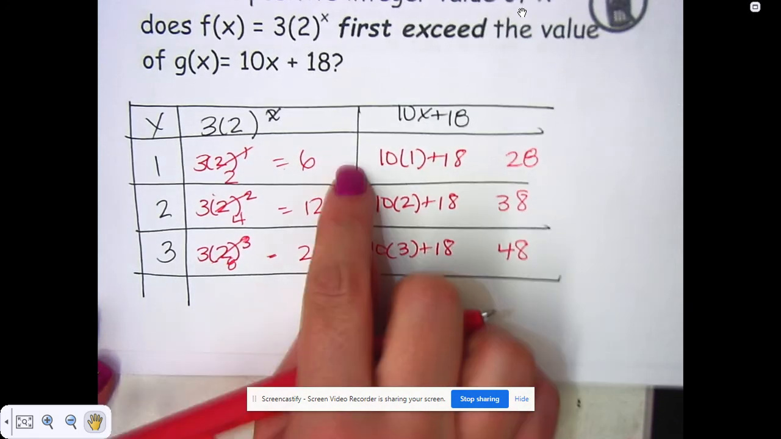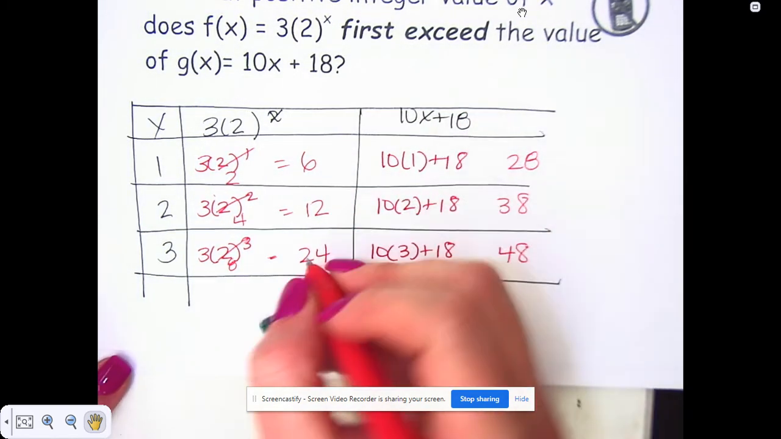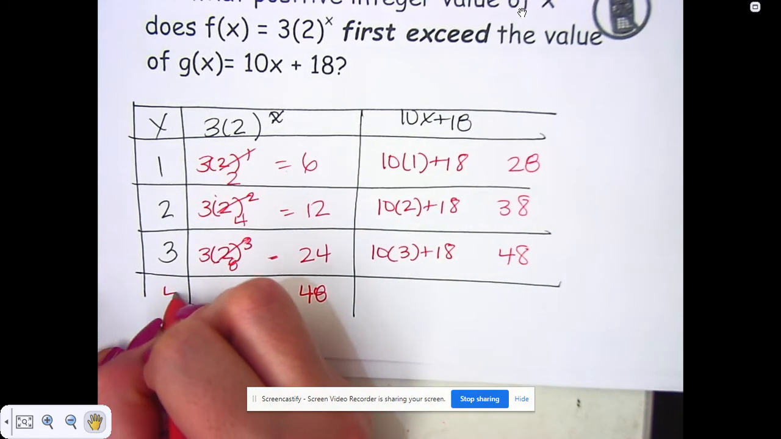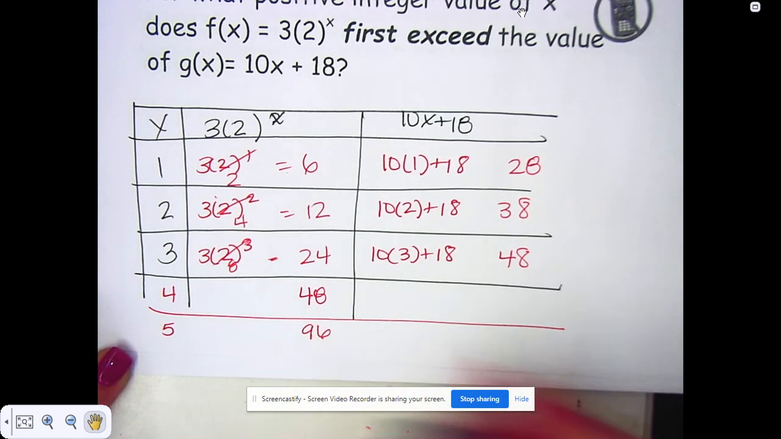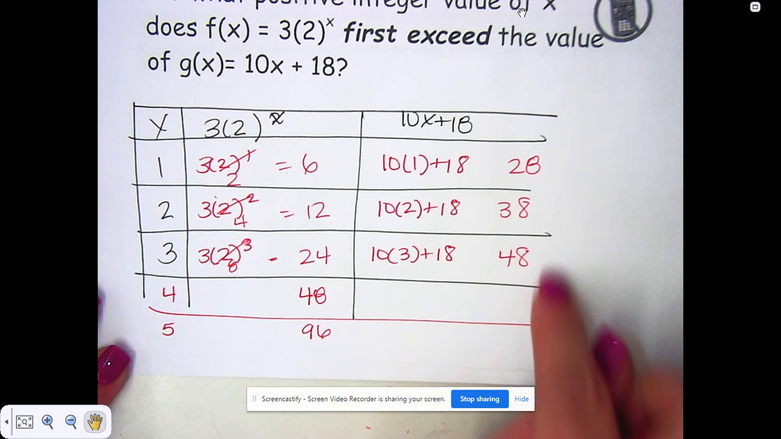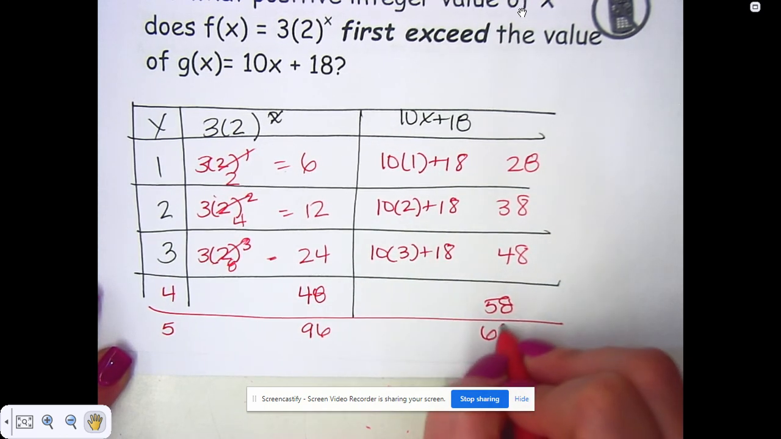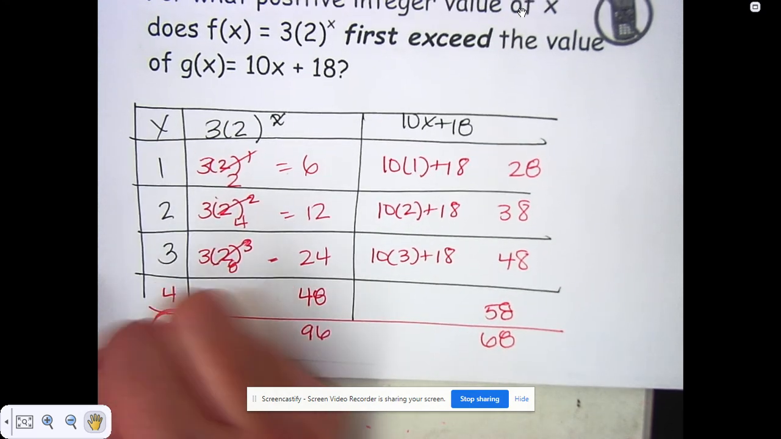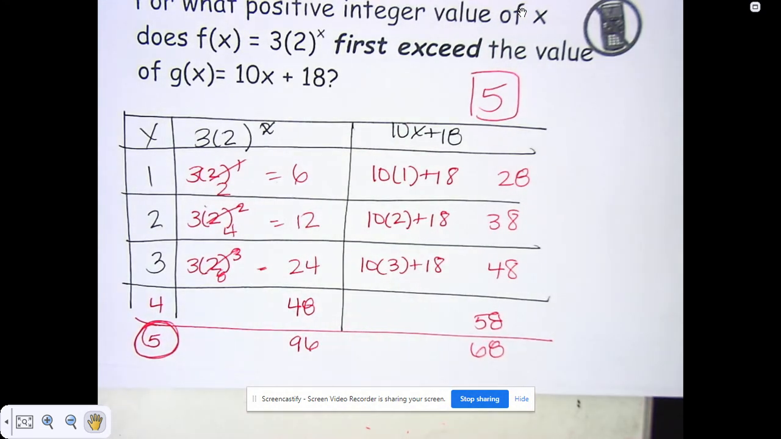Okay, so I'm going to notice real quick here what's happening. 6 to 12, 12 to 24, it is doubling. So for 4, it would be 48. For 5, it would be 96. Here it's going up by 10, so this would be 58. And 68. So it took me all the way to 5 for the last one for it to be larger.